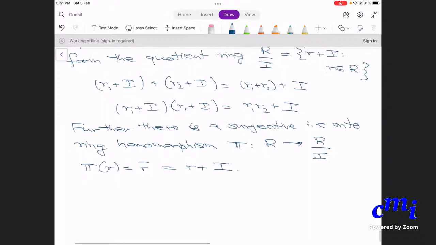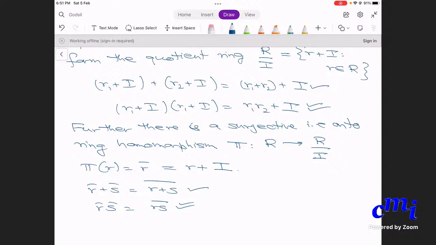The reason for using r bar is that when you use it, many things to write down will appear simple. For example, r bar + s bar = (r+s) bar. This equation is the same as saying (r1 + I) + (r2 + I) = (r1 + r2) + I. This and this are the same equation. Similarly, r bar s bar = (rs) bar. These are just alternative ways. If you write it in terms of bar notation, many things will be easier, but you must always be careful.